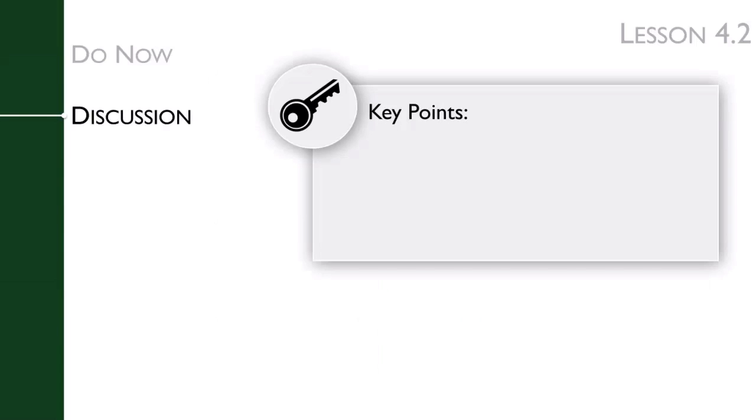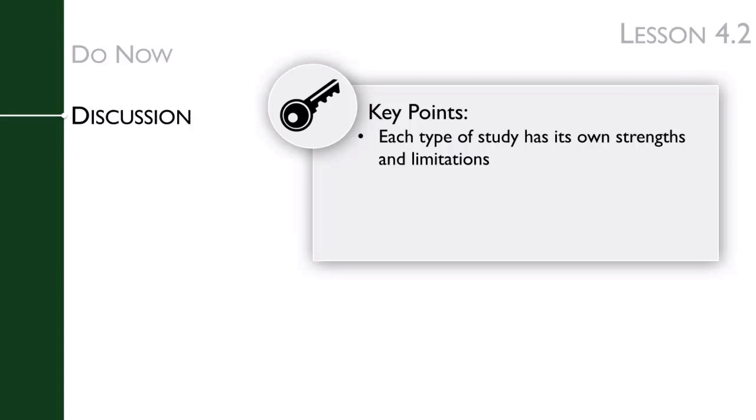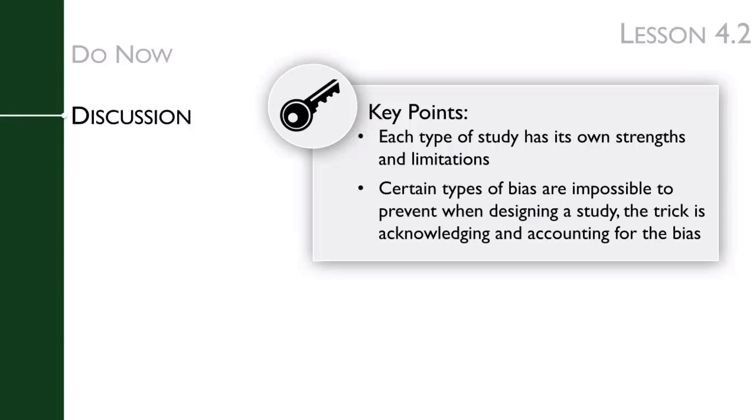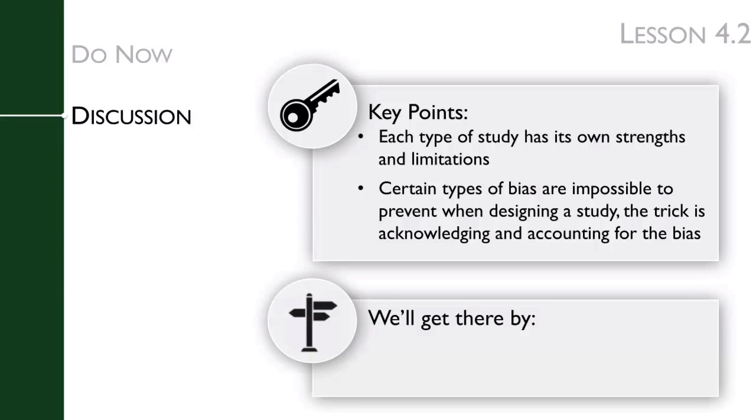The key points of this lesson's activity are that each type of study has its own strengths and limitations, and that certain types of bias are impossible to prevent when designing a study. The trick is acknowledging and accounting for that bias. We'll get there by engaging students in a Socratic discussion and by giving a short lecture.